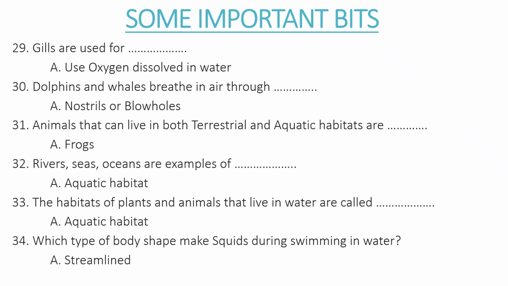Animals that can live in both terrestrial and aquatic habitats are frogs. Rivers, seas, oceans are examples of aquatic habitat. The habitats of plants and animals that live in water are called aquatic habitat. Which type of body shape makes squids during swimming in water? Streamlined.